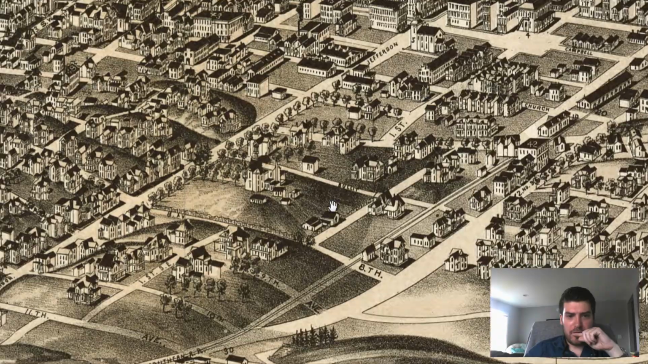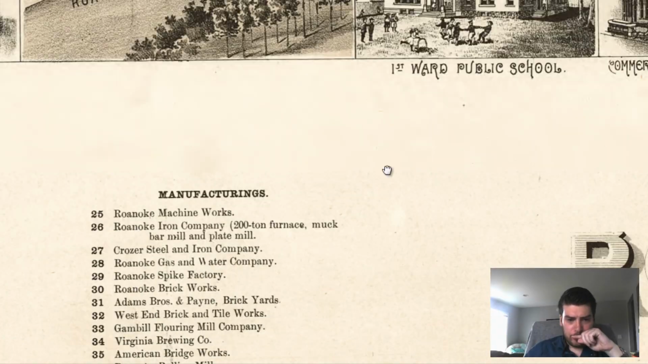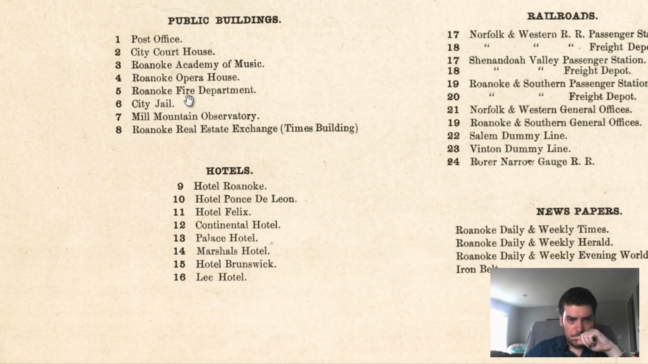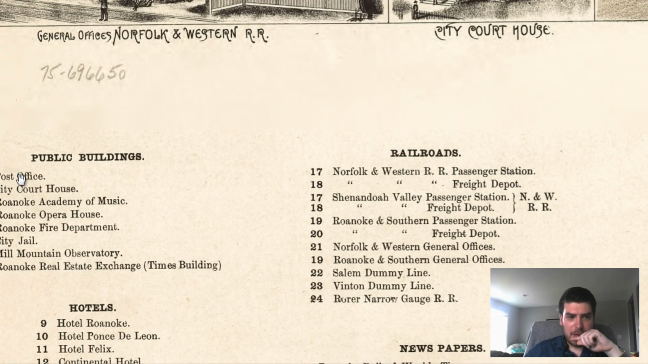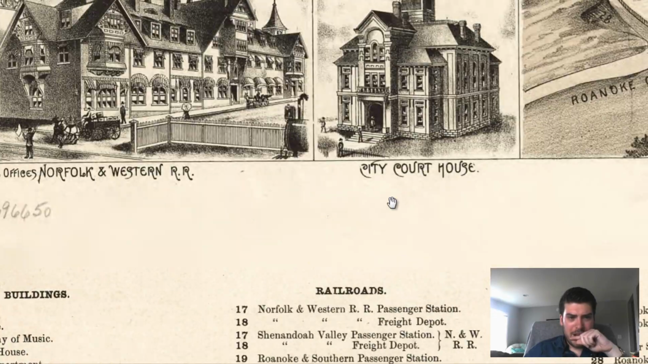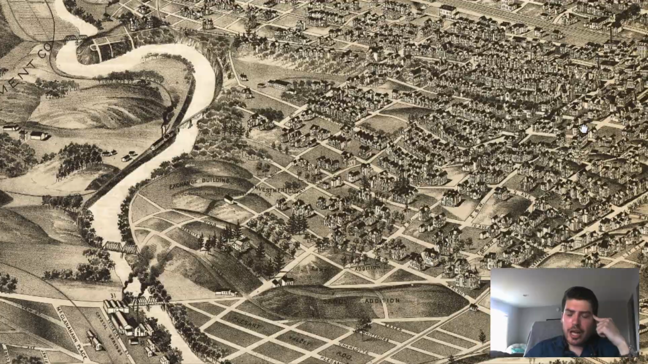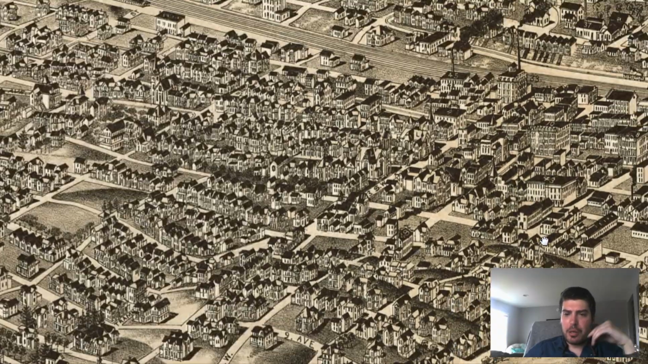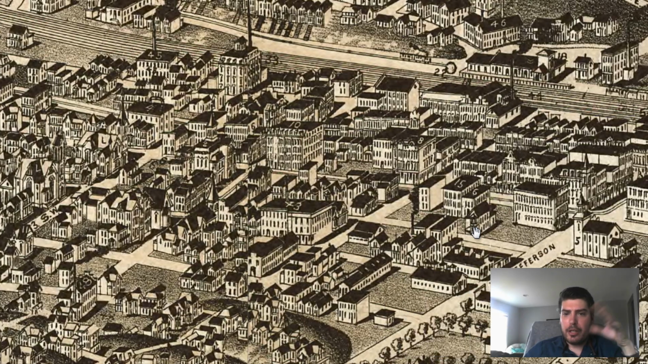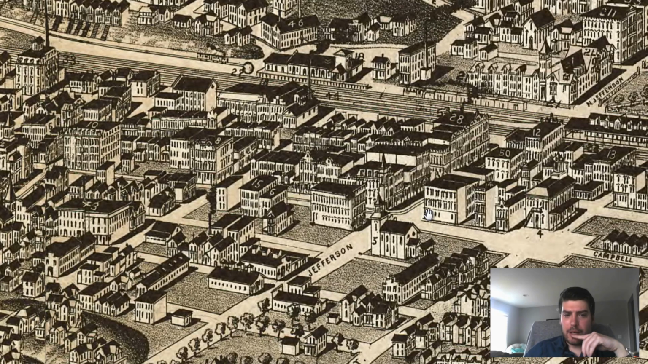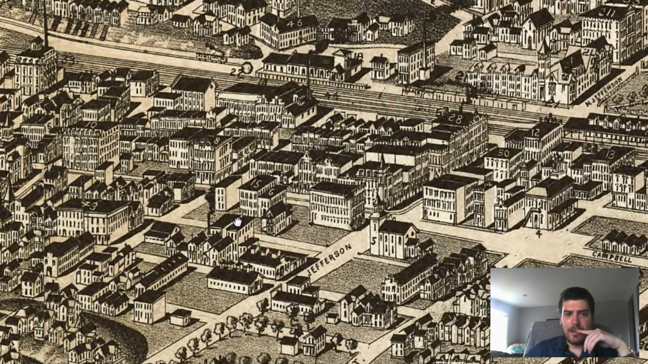We'll look up what 25 is. 4. A Roanoke Opera House. We've got public buildings right here. The lower numbers, if you look at on a lot of these bird's eye perspective maps, the lower numbers tend to be municipal buildings that are open to the public, courthouses, etc.